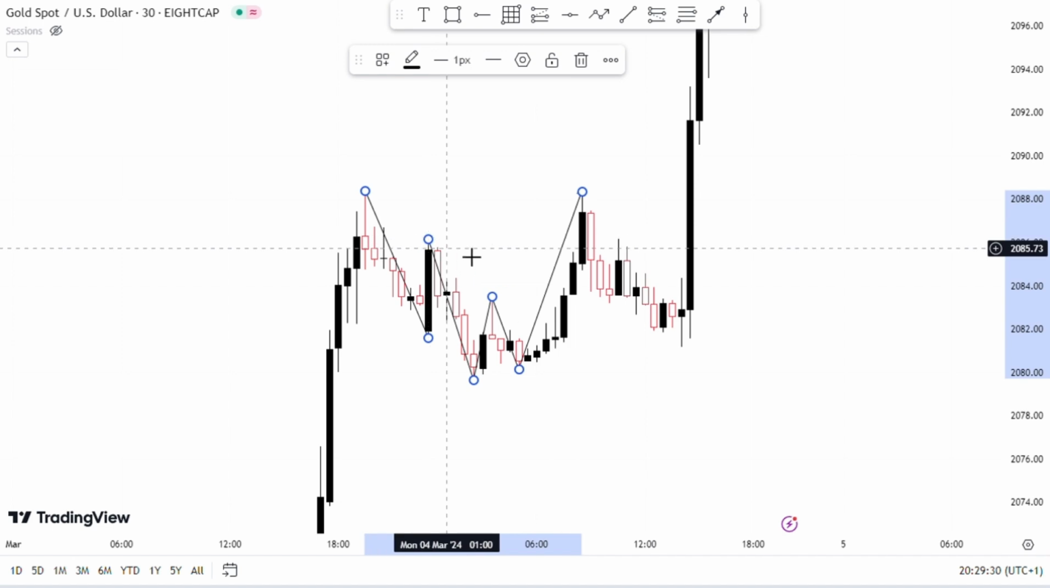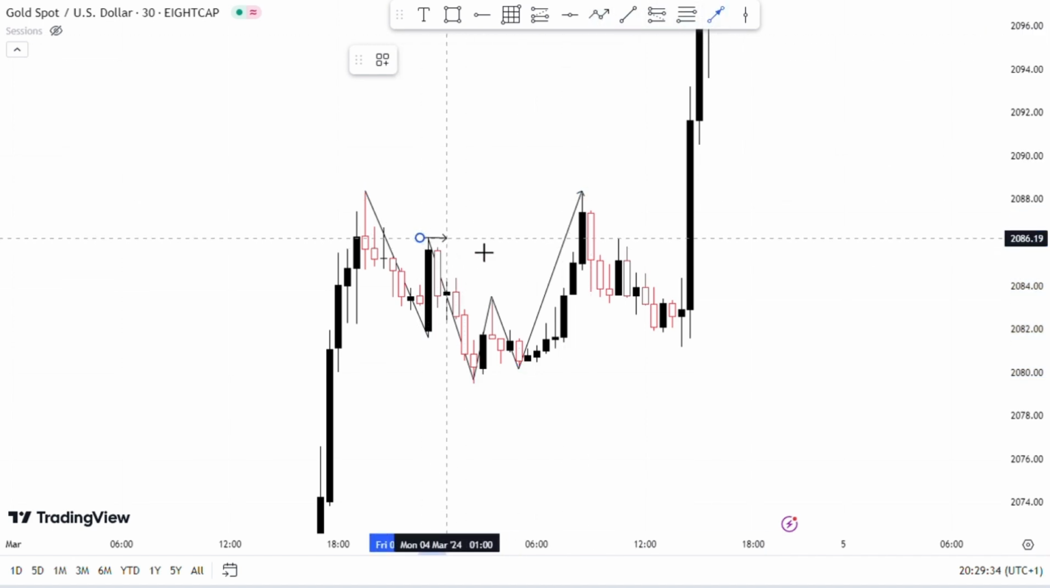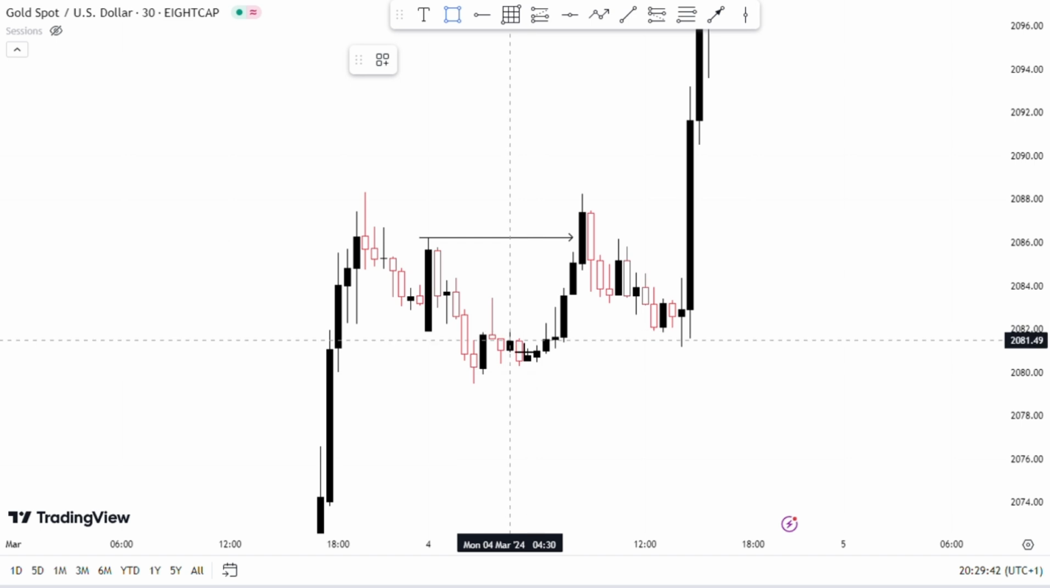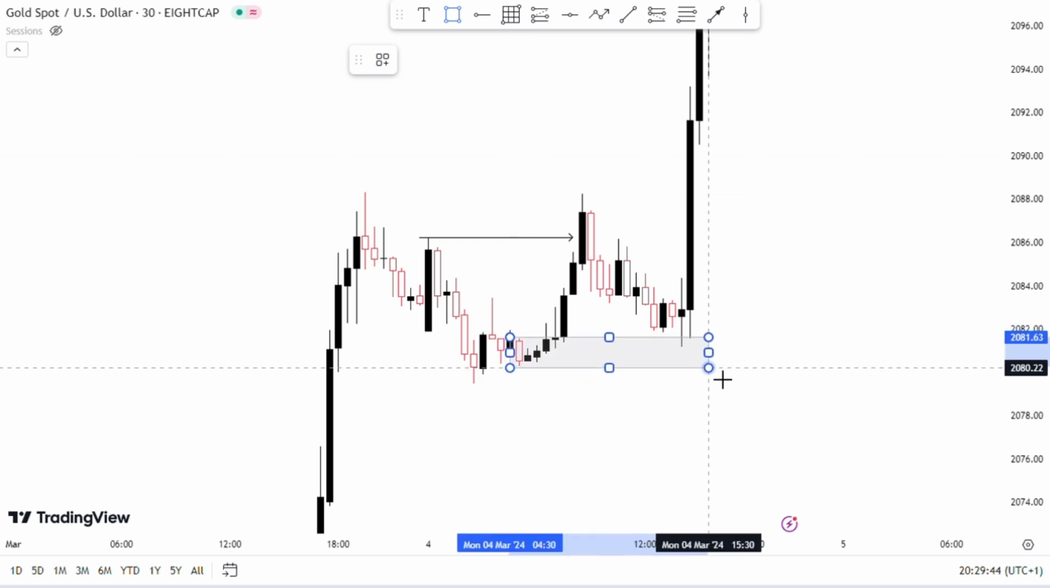So let me just draw the break of structure here. Once price breaks this structure, how are we going to know that price is going to respect this particular order block here? Because I make use of this order block. And I noticed that some people don't understand real order blocks. So if you want me to do a video about that, I will do a video, just request for it.